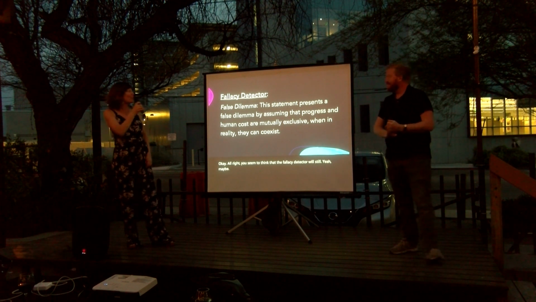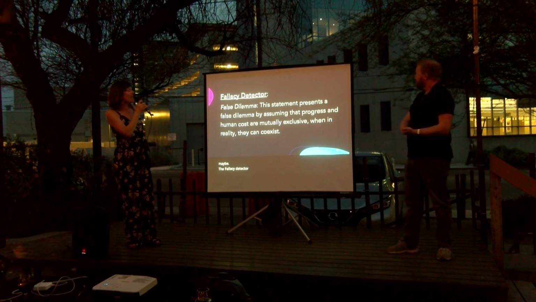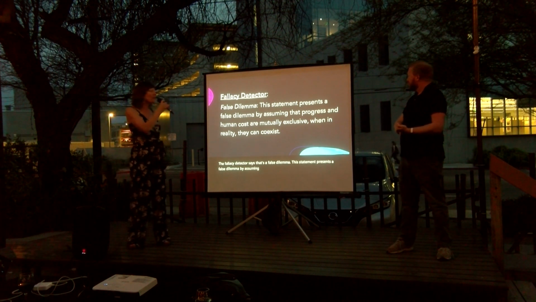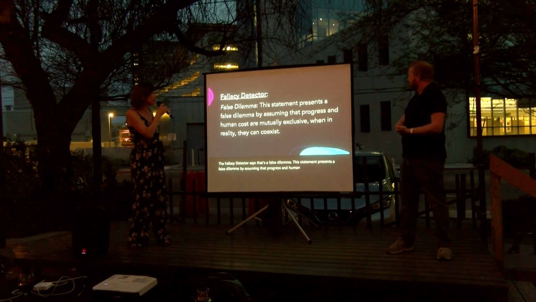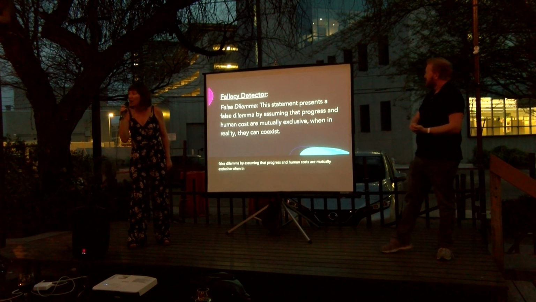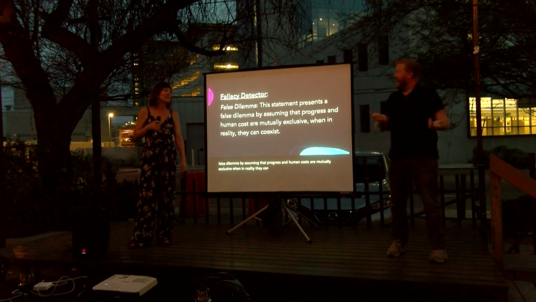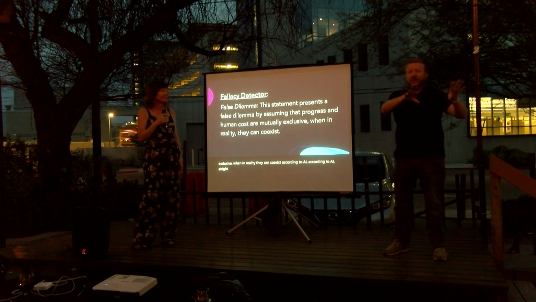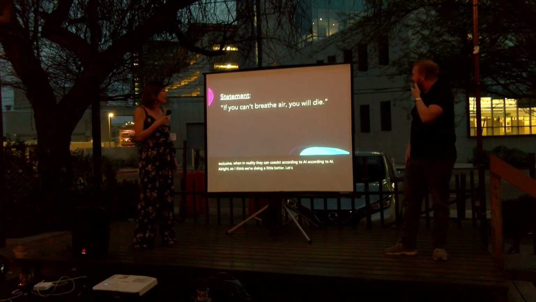The fallacy detector says that's a false dilemma. This statement presents a false dilemma by assuming that progress and human cost are mutually exclusive, when in reality, they can coexist. According to AI. Okay, all right, pretty good. We're doing a little better. Let's see what the next one is.